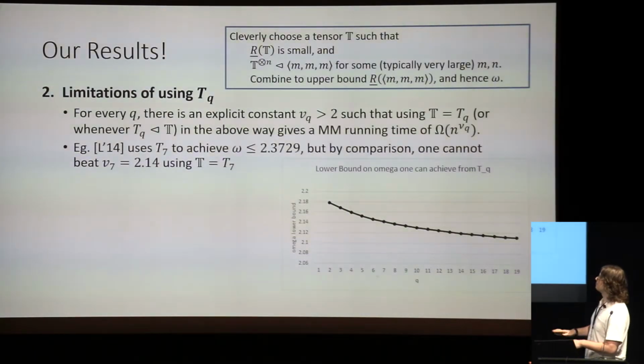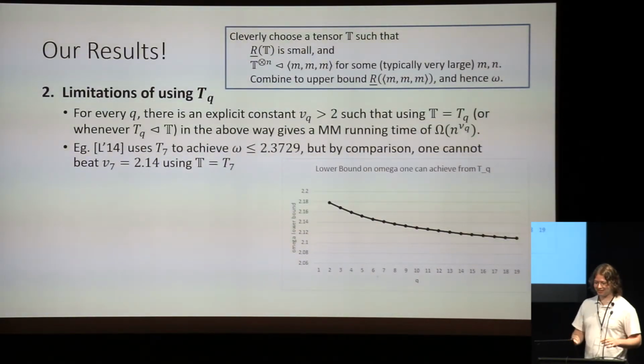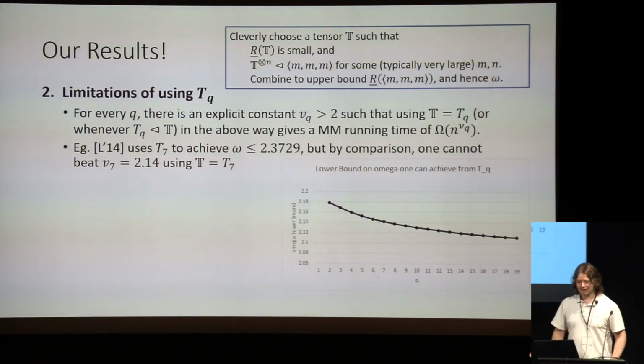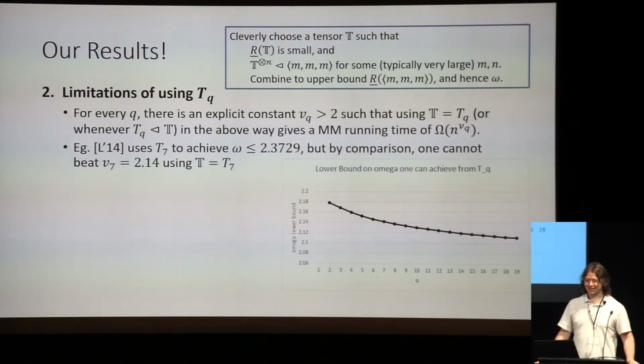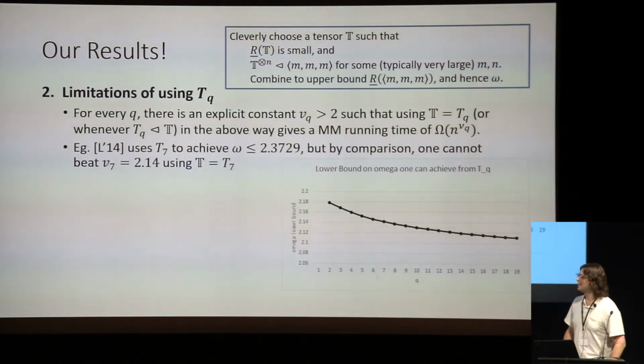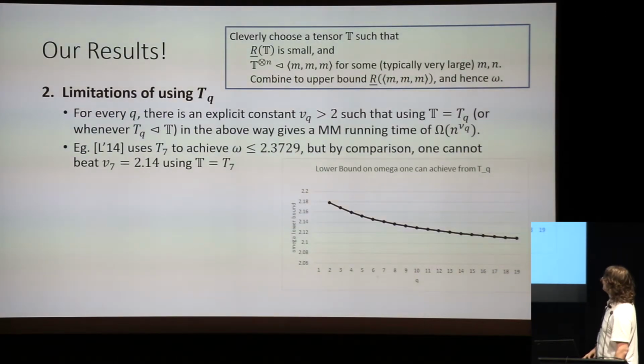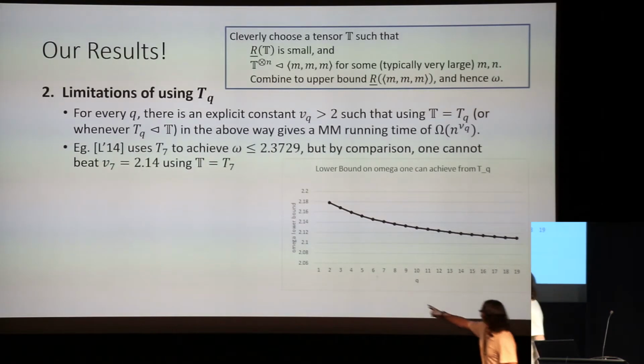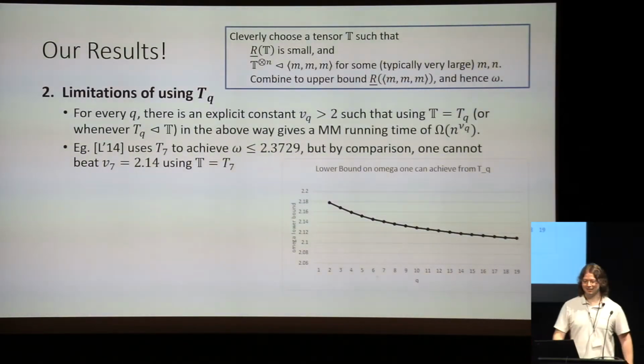So for example, the best known bound on omega by Le Gall uses T7 to achieve about 2.3729, but by comparison, we show that no degeneration of T7 can possibly get better than n to the power of 2.14. And here's a graph I made of what these kinds of bounds look like. And again, all the known algorithms use 6 or 7 or 8 for their TQ. So by contrast with this kind of bleak note, there's, yeah.